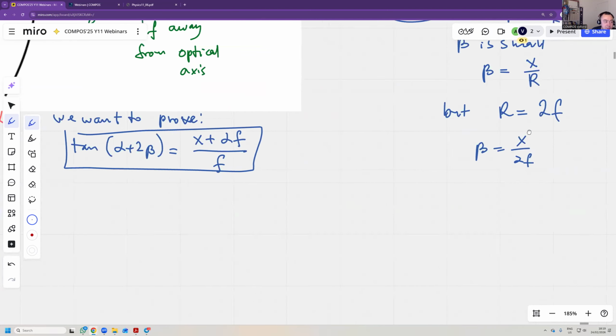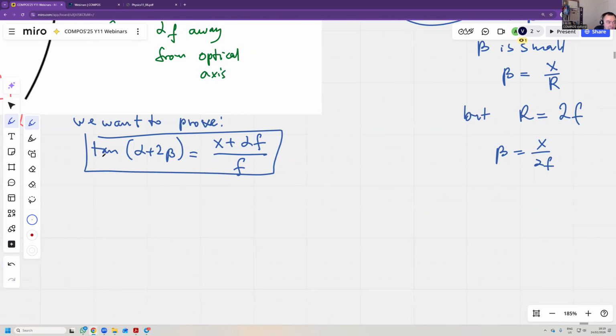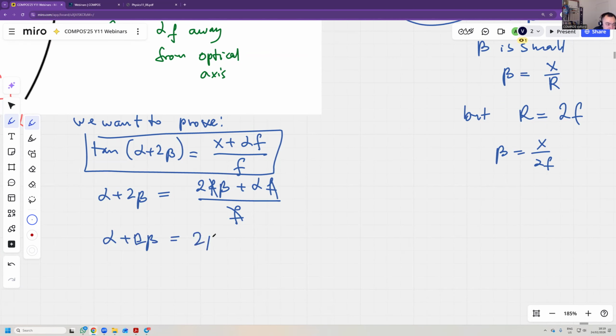In other words, we can sub that in. Right. These angles are small, so tangent of alpha plus 2 beta equals x, and x is 2f beta, plus alpha f, divided by f. F cancels out, so alpha plus 2 beta equals 2 beta plus alpha. True.